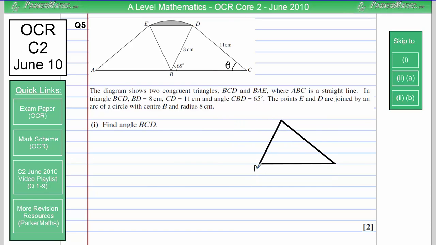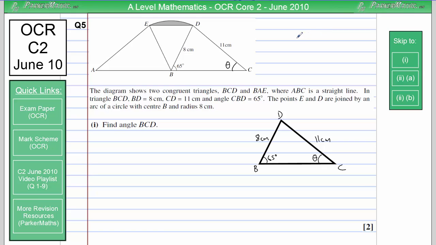So we've got B, C, D, with BD being 8 cm and CD being 11 cm, and the angle here being 65 degrees. We'll call the angle we want to find theta. With this triangle, we have two sides that we know, and it involves two angles, one of which we don't know. In any problem involving two sides and two angles, you usually want to be using the sine rule.